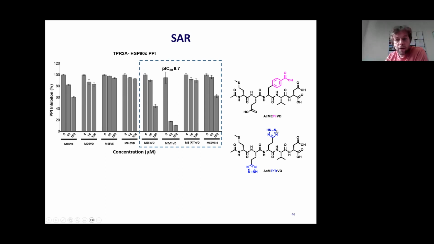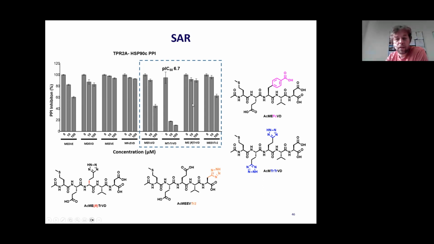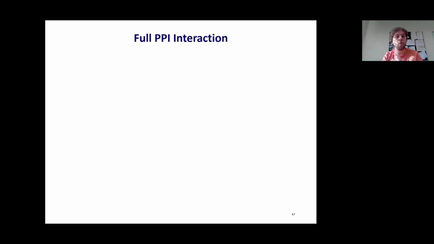When we alter the stereochemistry of our position 3, so we make the epimer of our active peptide, we see no activity. So that's the MER-TRVD. And when we isosterically replace the terminal aspartic acid with tetrazole, we don't see much activity to write home about. So we were fairly satisfied with the series of results, but we thought, can we actually start looking for something more biologically relevant?